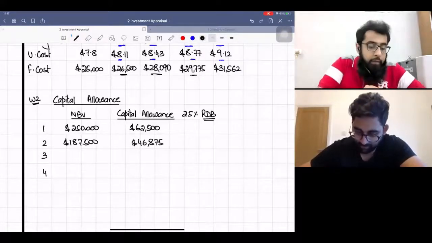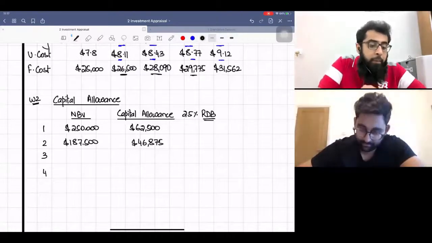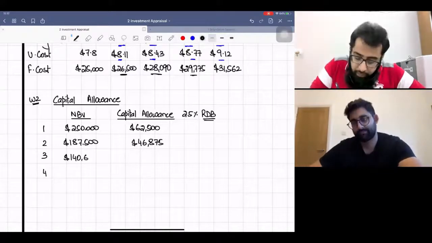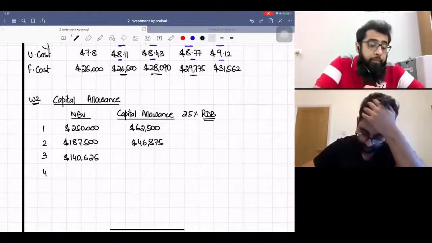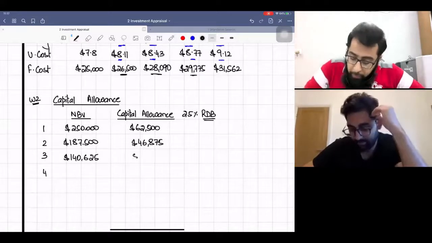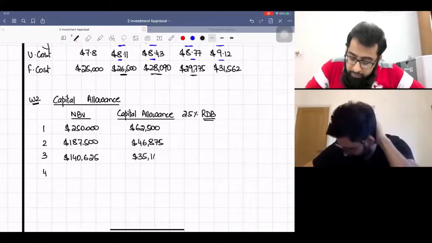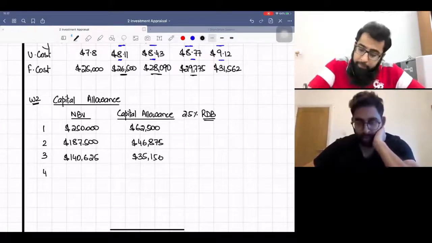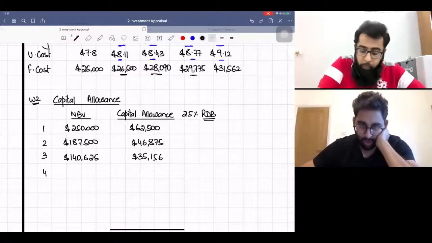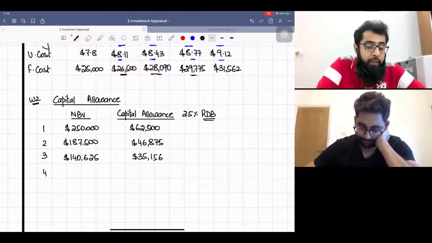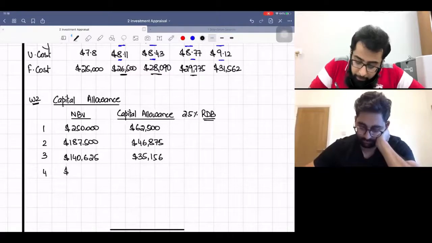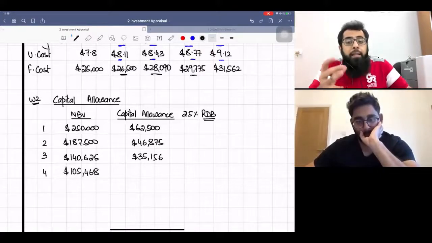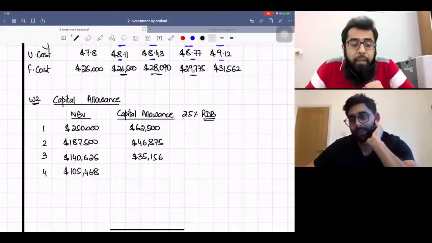Yep, 46875. So now the net book value will be 140,625. Now again 25% of it, 156. Okay. Now your net book value is 140,625. Now in the last year, obviously you get the balancing allowance. Do you remember the balancing allowance? The remaining net book value will become the capital allowance.